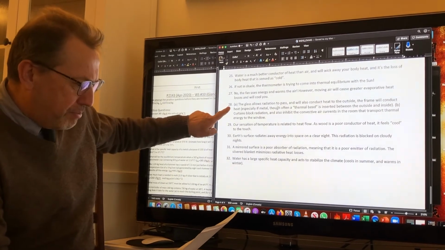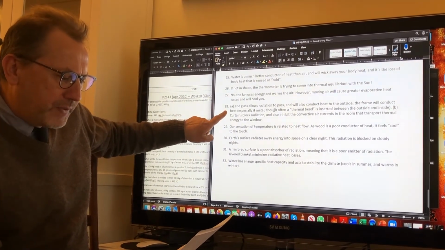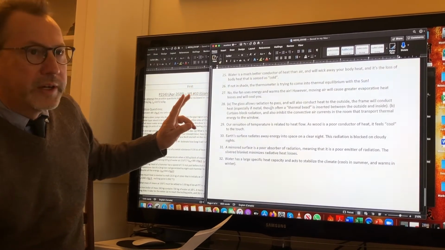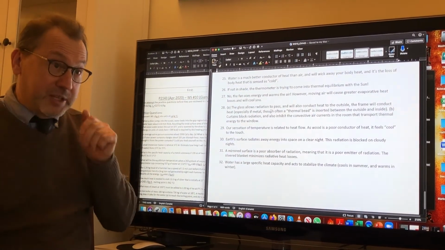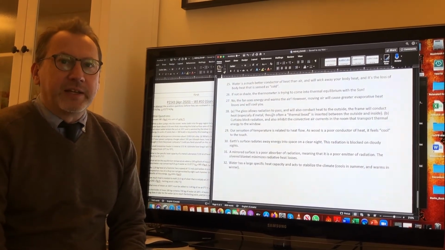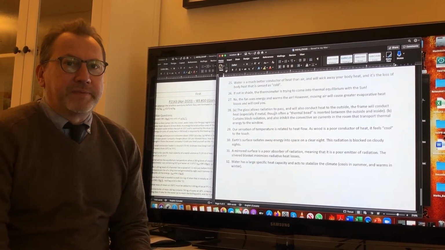28B. How can heavy curtains reduce heat losses? Well, curtains have two effects. First of all, they block the infrared radiation from just going out of the window. But secondly, they act to prevent convection.